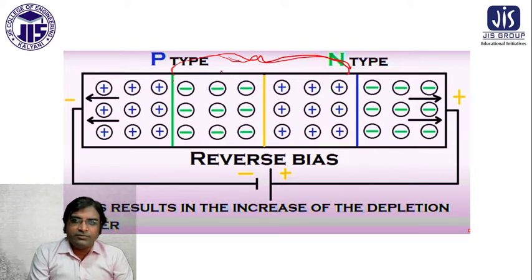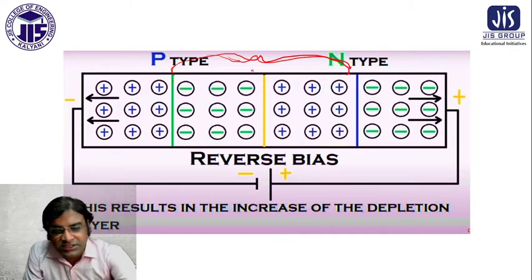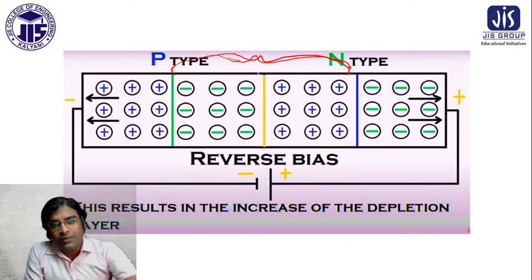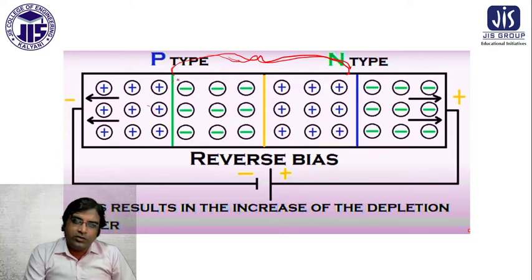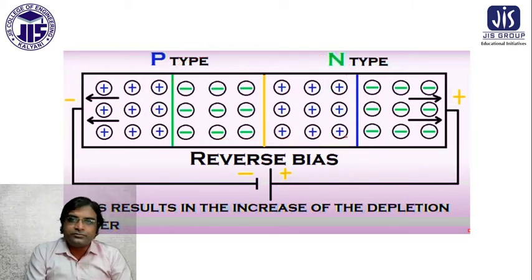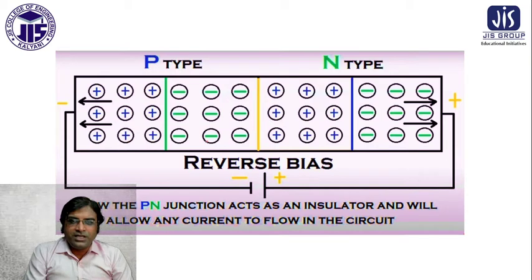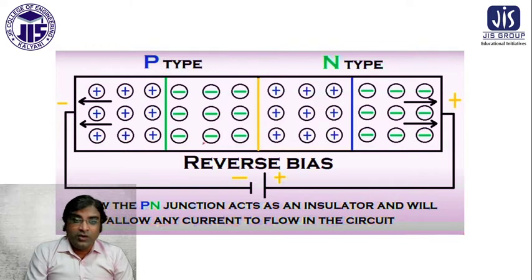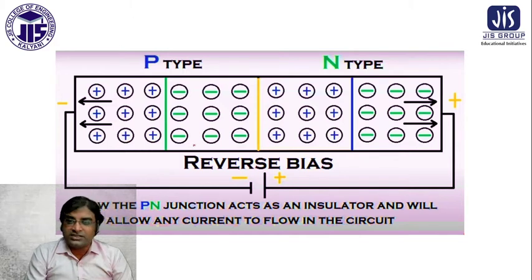I think you know about the depletion region; we have covered this concept in the previous video. Today we just understand why the depletion region increases: holes are attracted to this side and electrons are attracted to this side, and that's why it becomes white. As a result, the PN junction acts as an insulator and will not allow any current to flow in this circuit.